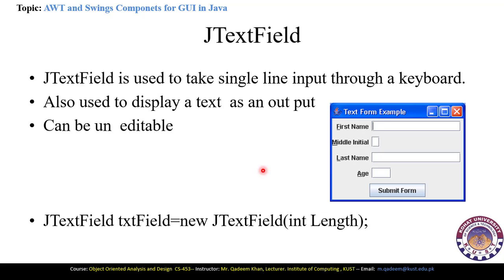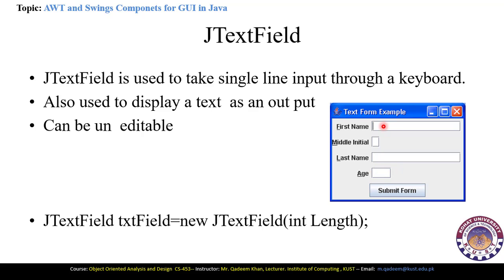The next important control used for graphical user interface creation is the Java text field, that is called JTextField. As its name indicates, it takes text from the user and also displays text. JTextField takes text from the user using a single line of input through the keyboard. So you can type here any single line of input. Also it is used to display a single line of output.